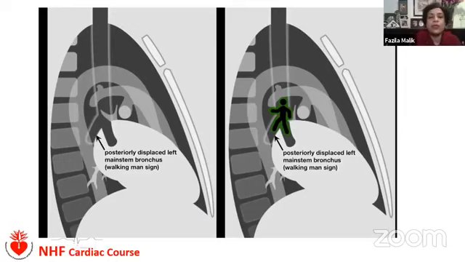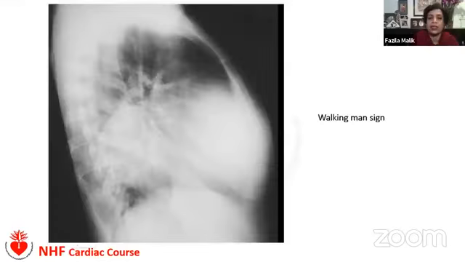posteriorly. And this posterior displacement of the left main bronchus, together with the normally positioned right main bronchus, looks like a man walking. So this could be an inverted V sign. This is called an inverted V sign, or a mustache sign, or a walking man sign. So in the lateral X-ray, we can get the walking man sign, and this walking man sign occurs because there is a posterior displacement of the left mainstem bronchus. And this is an X-ray showing the walking man sign.